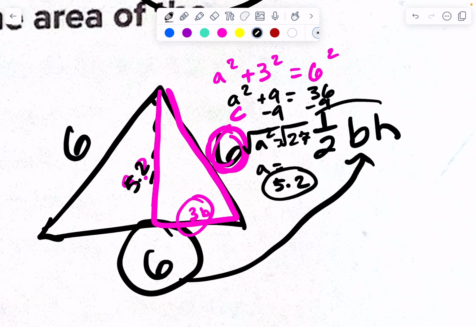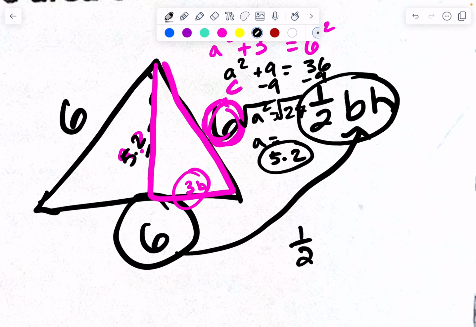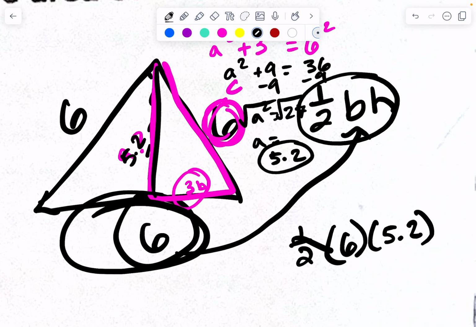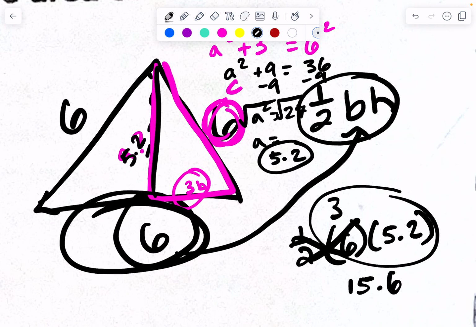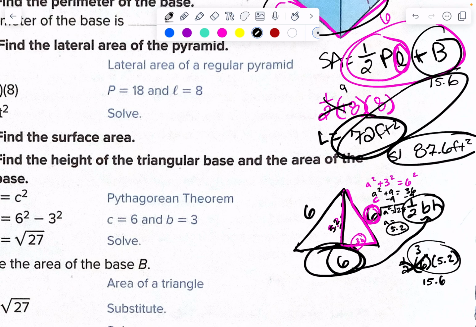So if I'm trying to find the area of that base, or the area of that triangle, I get 1/2 of 5. Oh, no, 6 is the base, this base right here. And the height of that triangle is 5.2. Half of 6 is 3, and 3 times 5.2 is 15.6. So I'm going to add my capital B, which is 15.6, and if I add these two together, I get 87.6 feet squared for my total surface area. Not just the lateral, the total surface area.